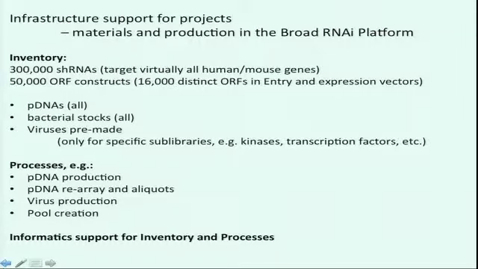Now, in our inventory, we have about 300,000 shRNAs. These will target virtually all mouse and human genes. And also, we have a collection of about 50,000 ORF constructs. This is 16,000 distinct ORFs. That's in our entry vector and also a couple of our destination vectors as well. So for our entire inventory, we have both plasmid DNA stocks and bacterial stocks. And also for a small group like the kinase or transcription factor subsets, we have virus that's already been pre-made and also arrayed out.